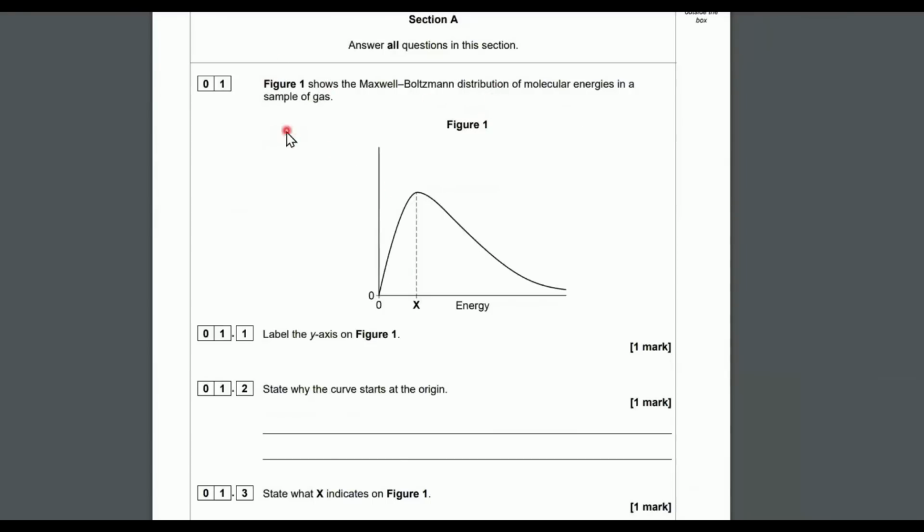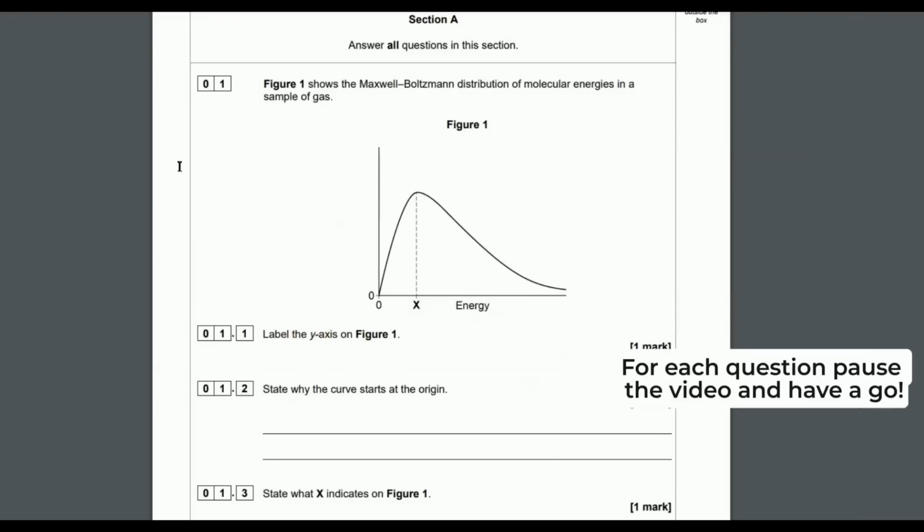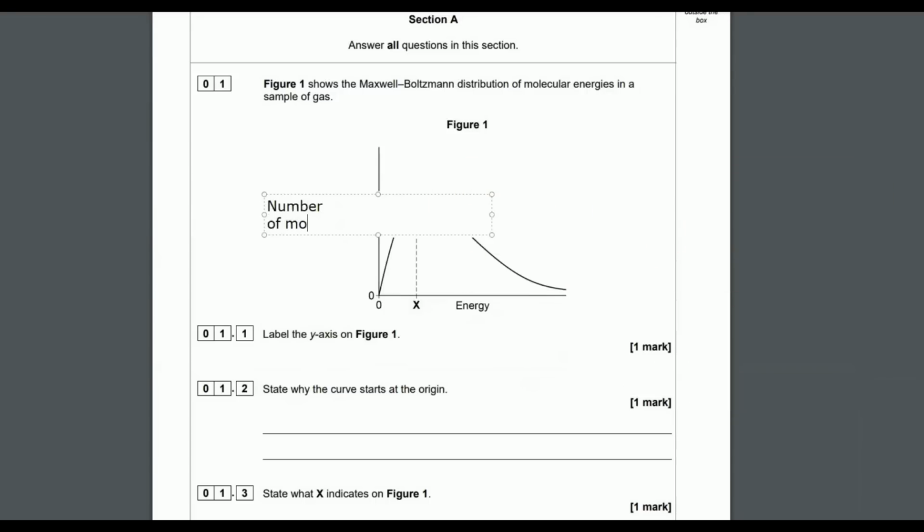Let's go. Question 1. Figure 1 shows the Maxwell-Boltzmann distribution of molecular energies in a sample of gas. So we've got the x-axis is energy. They want us to label the y-axis in figure 1. So pause the video, have a go. Okay, what you should label it here is number of molecules. And so the y-axis is number of molecules.